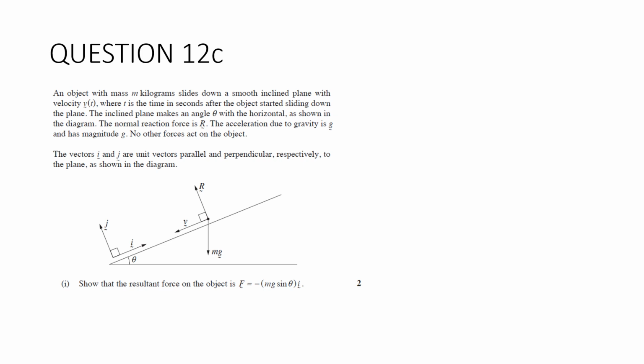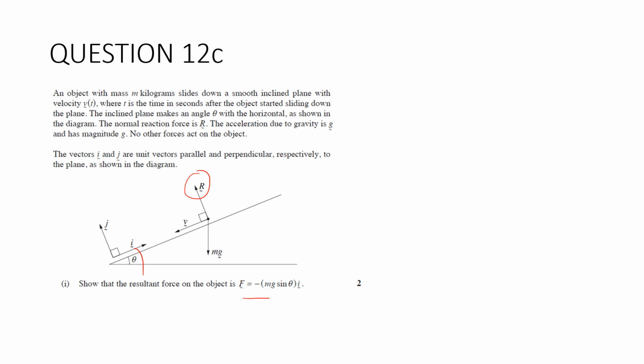12c. An object with mass m kilograms slides down a smooth inclined plane with velocity v of t. T is the time in seconds after the object started sliding down the plane. The inclined plane makes an angle of theta with the horizontal. Normal reaction force is R. Acceleration due to gravity is g. No other forces act on the object. Vectors i and j are unit vectors parallel and perpendicular to the plane. Part 1, show the resultant force on the object is this.